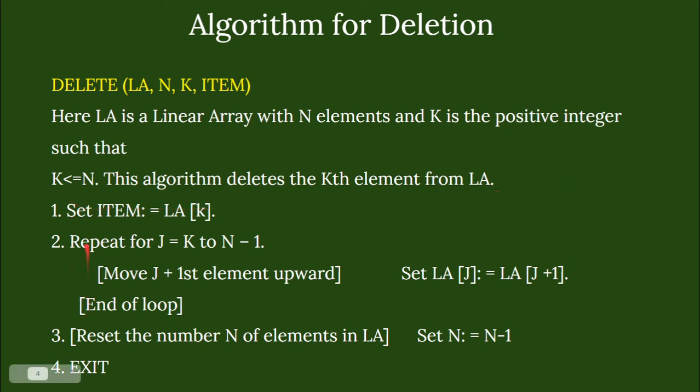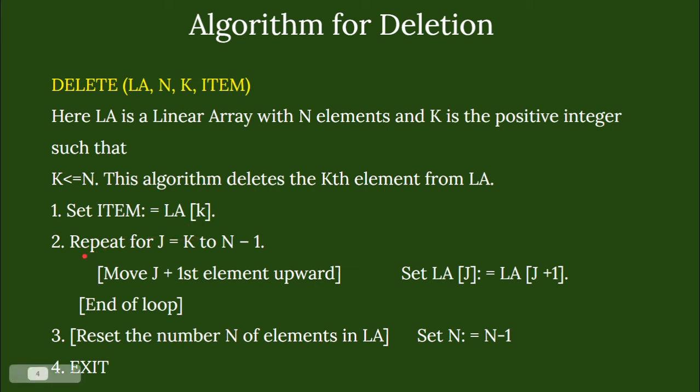So what are the steps here? Set item equal to LA of k. So for the element you want to remove, we have to copy the value into the item variable, and then since you have copied and removed it, we have to reduce the space. In insertion, we pushed one space, we created one more space. Now we have to remove one space.